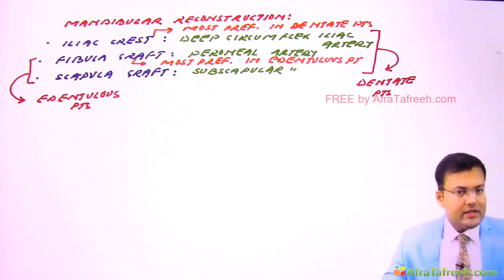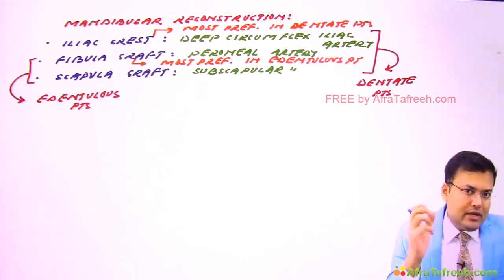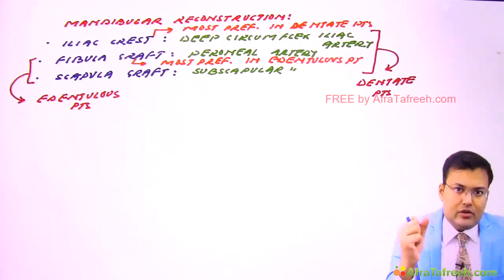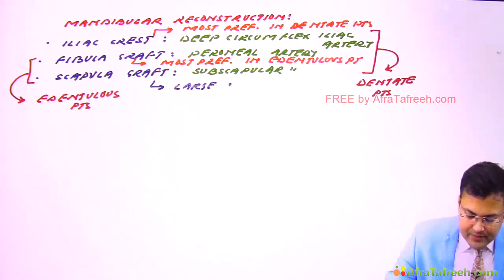Clear? What is the important point related to scapula graft? That apart from mandibular reconstruction, if there is a soft tissue defect also and you need a graft, then you can use scapula. So scapula graft can also be used if the patient is having a large soft tissue defect.